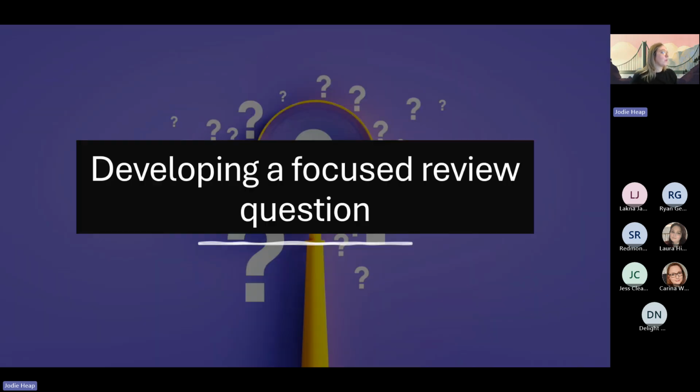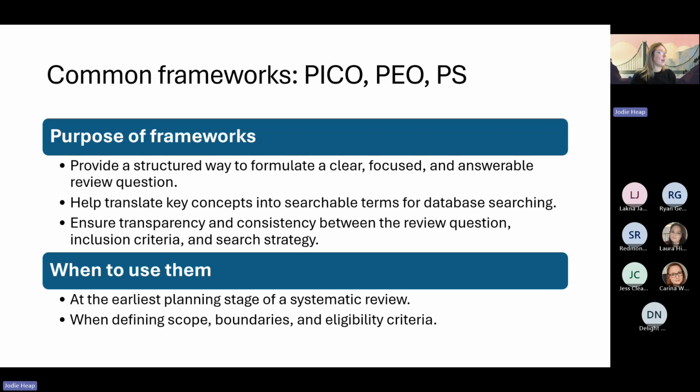Okay. So one of the first things that we really need to do is to develop a focused review question. And typically that is led by a framework. Common frameworks include the PICO, the PEO, and the PS. The purpose of the frameworks is to help formulate a clear, focused, and answerable review question by breaking the question up into the specific elements that we're interested in. That will enable us to translate those key concepts into search terms for our databases, making that process a little bit easier.